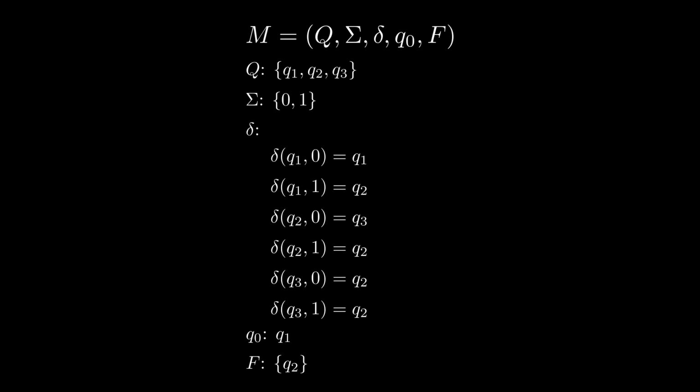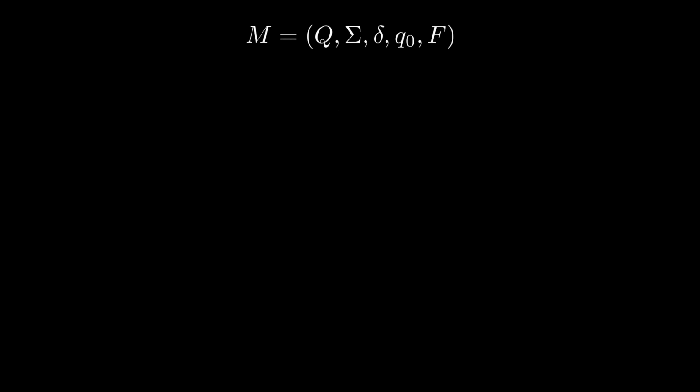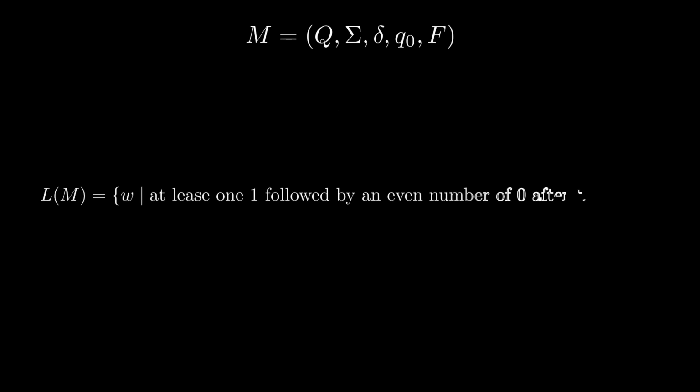If we take this formal definition and we can generalize all the input strings that a machine accepts, we call those inputs the language of the machine. For our example machine, the language would be a set of strings, where each string contains at least one 1 and an even number of zeros that appear after the last 1.